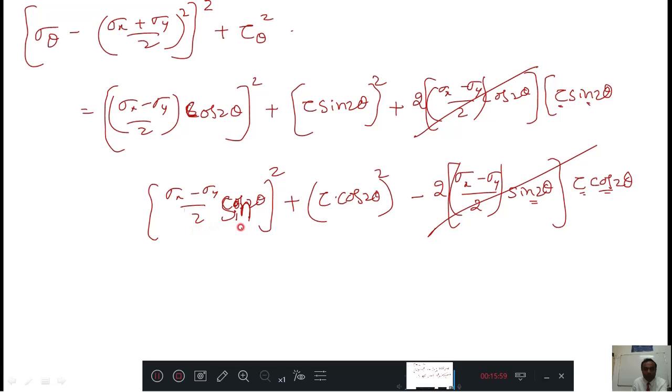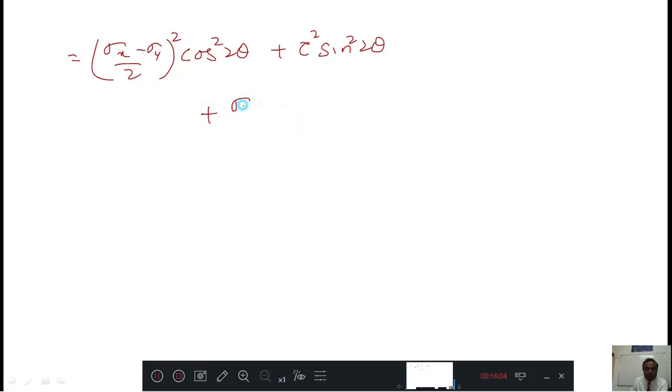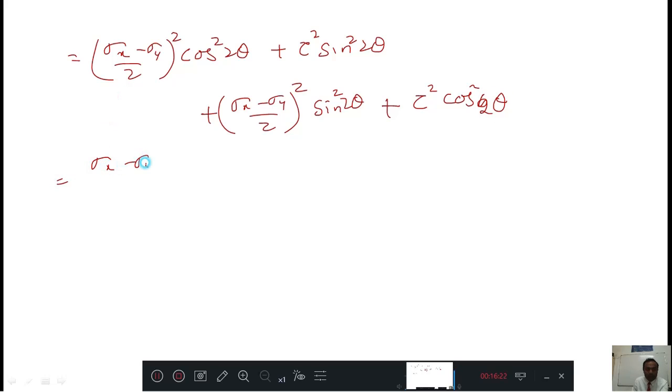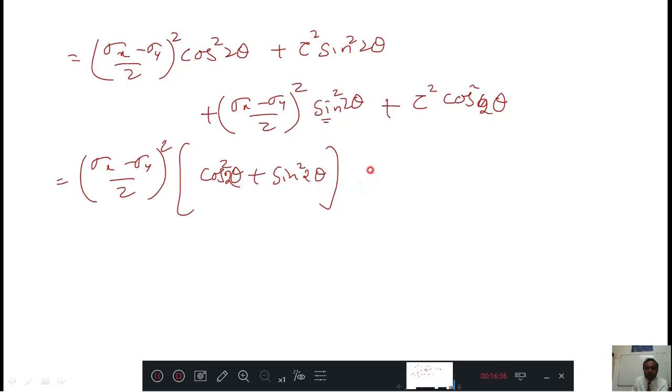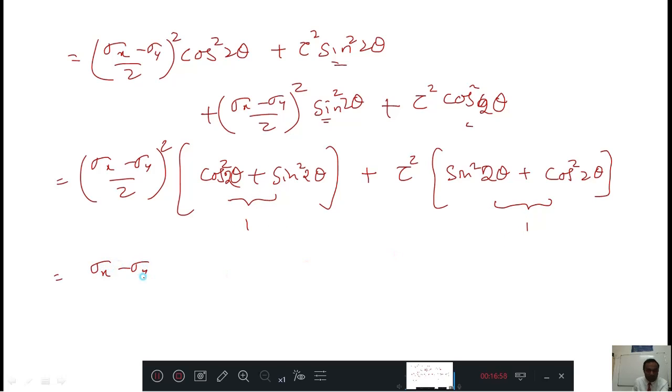Then left is ((sigma x minus sigma y)/2) whole square sin square 2 theta plus tau square cos square 2 theta. Now if I take ((sigma x minus sigma y)/2) whole square common, then inside will be cos square 2 theta plus sin square 2 theta. Then tau square if I take common, it is sin square 2 theta plus cos square 2 theta. Okay? Here sin square 2 theta plus cos square 2 theta is trigonometrically 1, and this is also 1. Therefore ((sigma x minus sigma y)/2) whole square plus tau square is the answer.